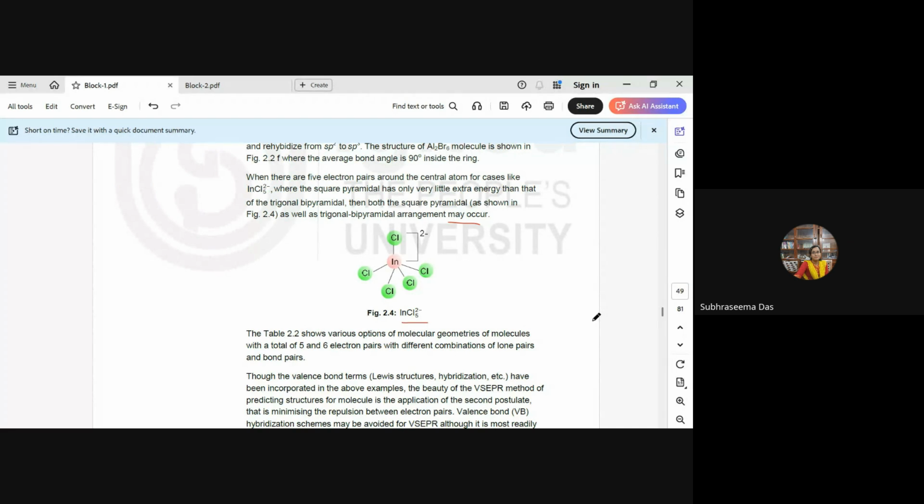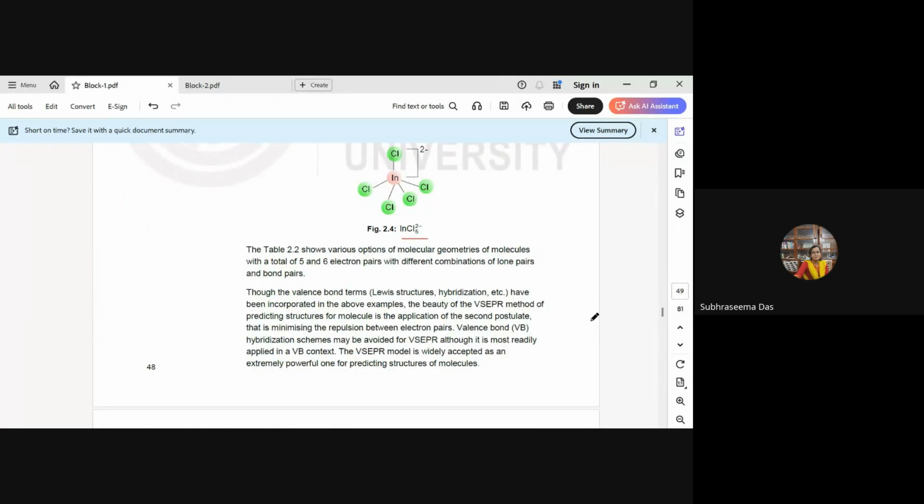But particularly for this molecule, the square pyramidal has only very little extra energy compared to the TBP structure. So that is why both the square pyramidal as well as the TBP structure may occur for this type of molecule. So various types of molecular geometries we have also talked about before.